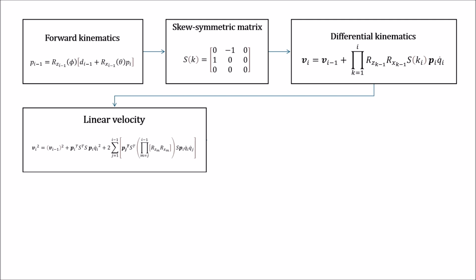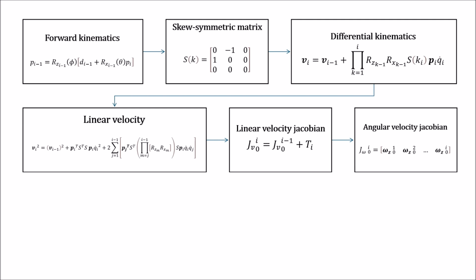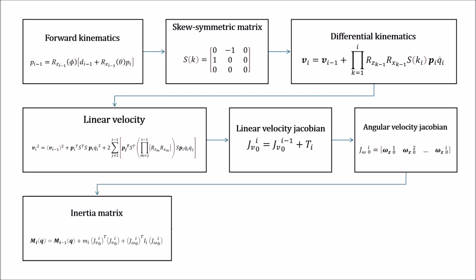The following equation computes the linear velocity Jacobian, where the term T is the matrix that adds components to each column J of the Jacobian. This is the angular velocity Jacobian. These Jacobians are then used to compute the robot's inertia matrix.